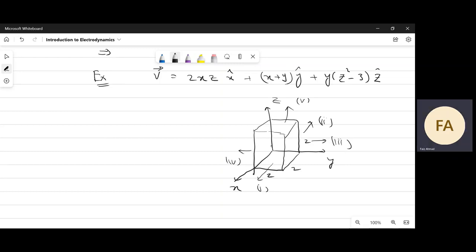So let's start with side 1. Here we have positive x, where x is equal to 2. This is a surface at x equal to 2, and y and z are varying from 0 to 2.